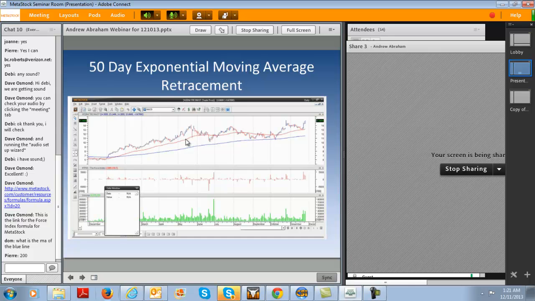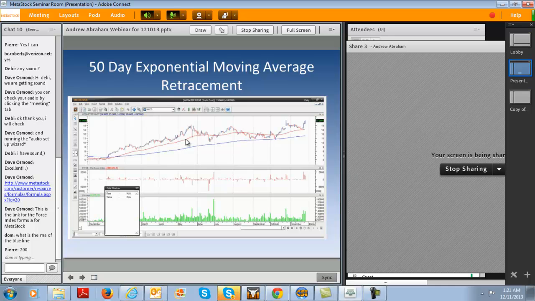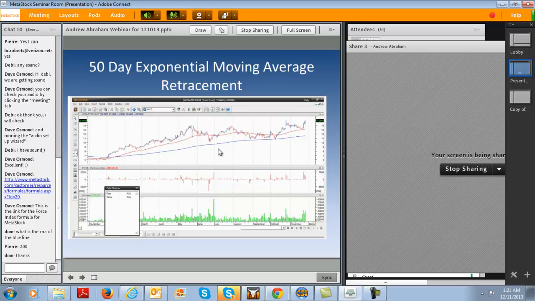Also, what I want to point out, my chart is so clear. I don't have a million zillion indicators on it. You don't need them. Simple is better.